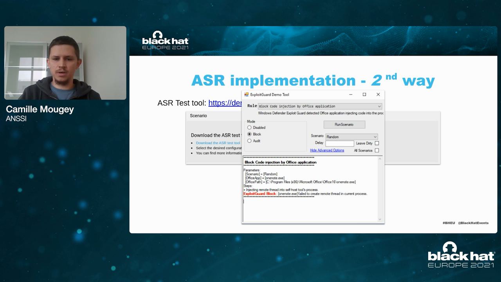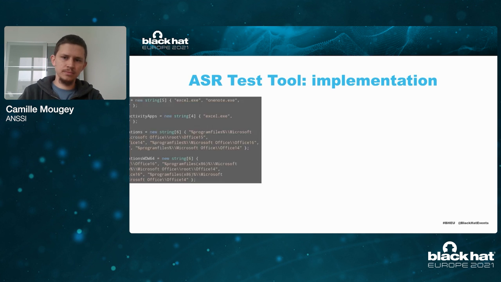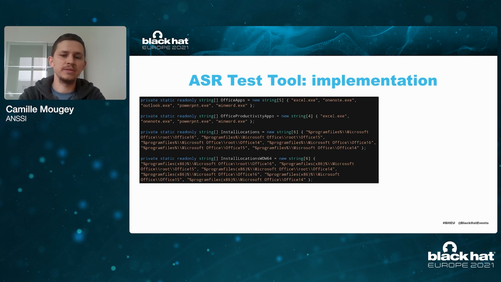The question is how Microsoft has implemented that test tool in just a few megabytes without giving you Office applications and so on. So if we have a look at how it's made, it's a .NET application, easy to reverse. And what we can see is that you have a list of known Office application names and the install location.